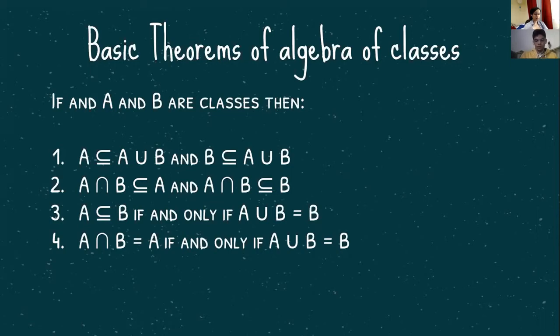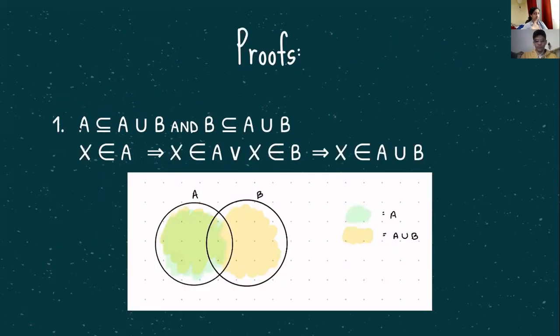Okay, so I think we'll just proceed with the proof for the first one. So this is the statement we are trying to prove: that A is a subclass of A union B, and that B is a subclass of A union B also. That should be fairly easy. If X belongs to A, this would imply that X belongs to A or X belongs to B, which is just A union B.